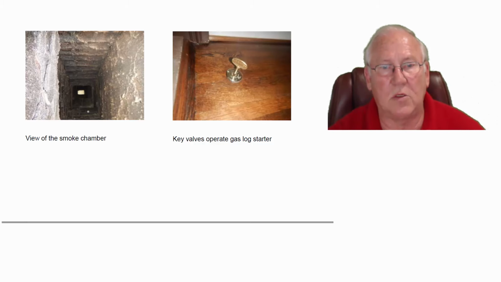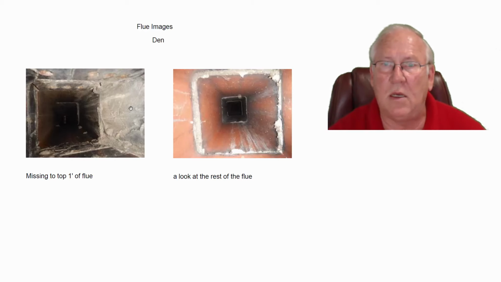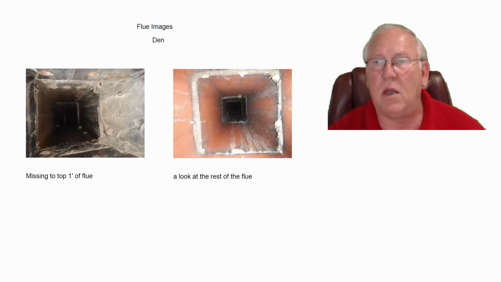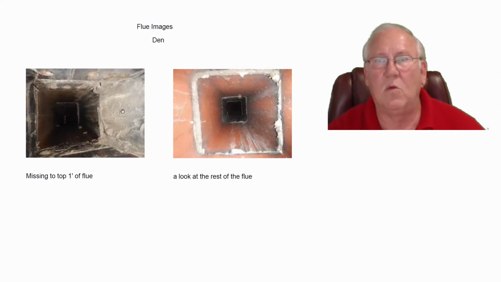Let's see what other pictures we've got for you here. Den flue system. Missing a 1 foot flue section at the top, but you know what? The mason apparently, and we're talking about the original mason. Remember that this is all stuff that was done when this house was built. It's been inspected by the municipal inspector, the county inspector. It's been inspected by other general inspectors.